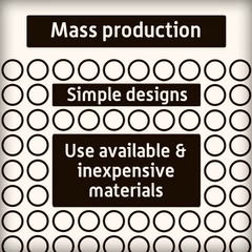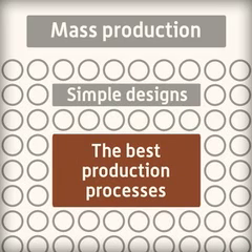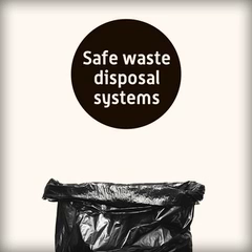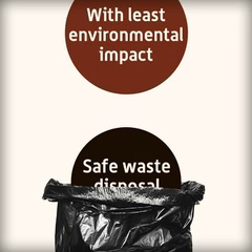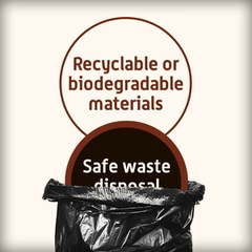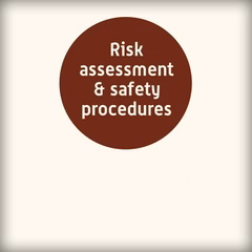To make sure that they use the most efficient design and production processes, the manufacturer also needs to consider the best production processes in terms of cost and efficiency. This includes the systems for safely disposing of waste with as little damage to the environment as possible. To help with this, recyclable or biodegradable materials should be used. The last area to look at is risk assessment and safety procedures.